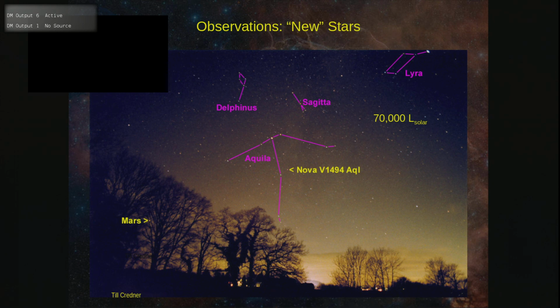But anyway, all of a sudden there's a new star in this constellation. This was observed in 1999, and I believe this was an amateur's photograph, but anybody could see it at the time. It brightened up to about 70,000 times the luminosity of the sun. Obviously, it's at a much larger distance, but suddenly there was a new star there. Nova is new in Latin, so we say these things in Latin to make them sound cool.